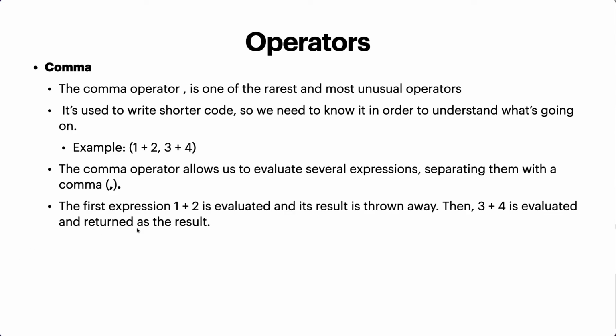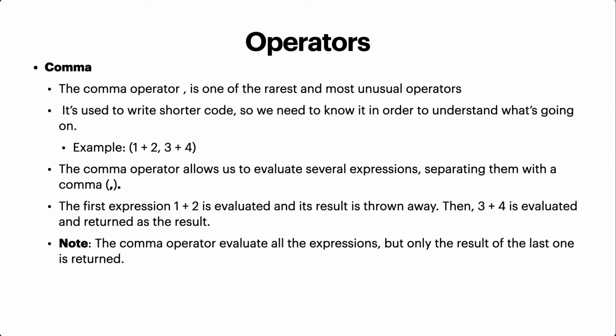The first expression, 1 plus 2, is evaluated. They are summed up, so this is the operation that is done first, and it will return 3, and its result is thrown away. Then 3 plus 4 is evaluated and returned as the result. So what happens is you specify different operations and separate them by commas. All of those sequential operations are done, but the results are thrown away. Just the result of the last operation is returned, like 3 plus 4, so 7 will be returned. The comma operator evaluates all expressions, but only the result of the last one is returned. That's just what I said.